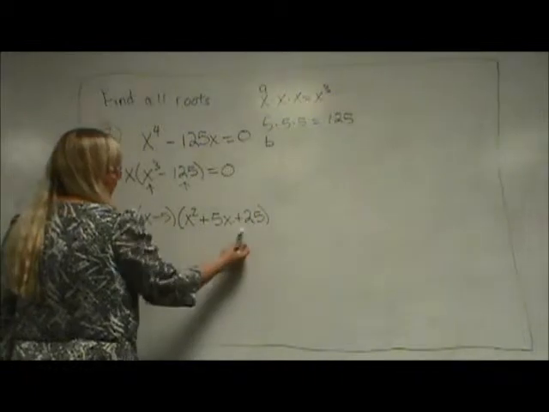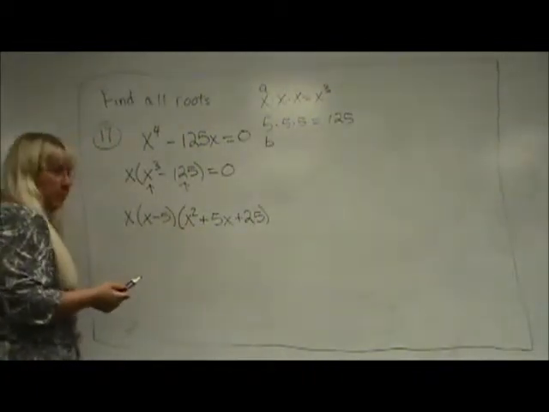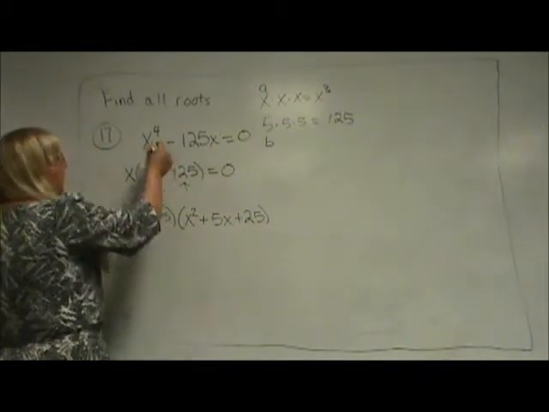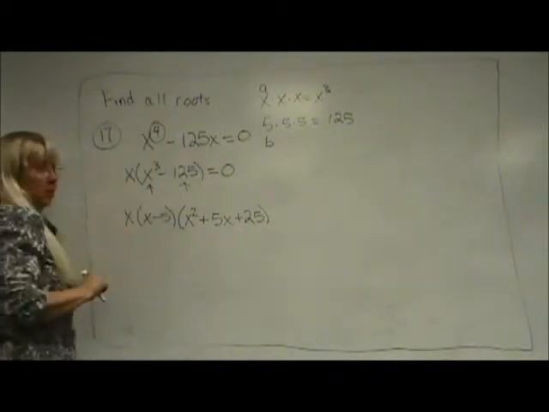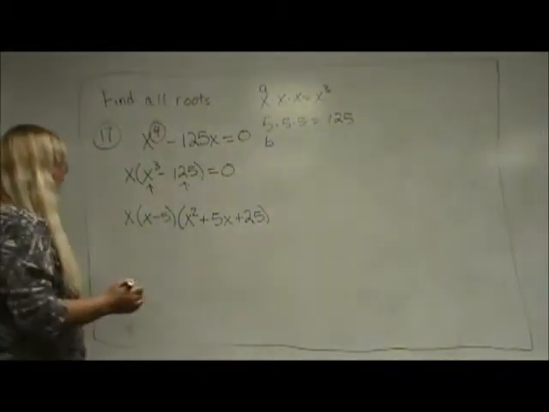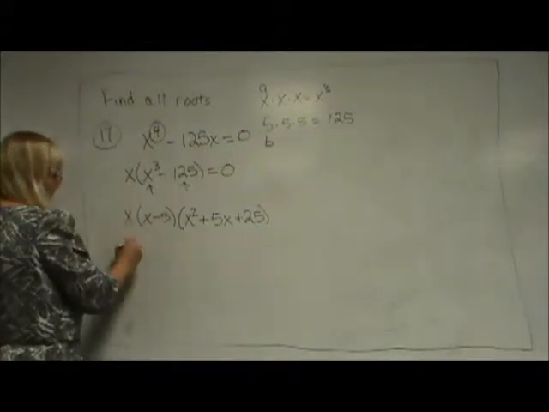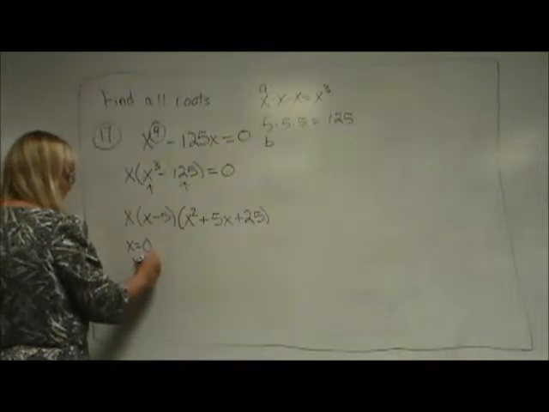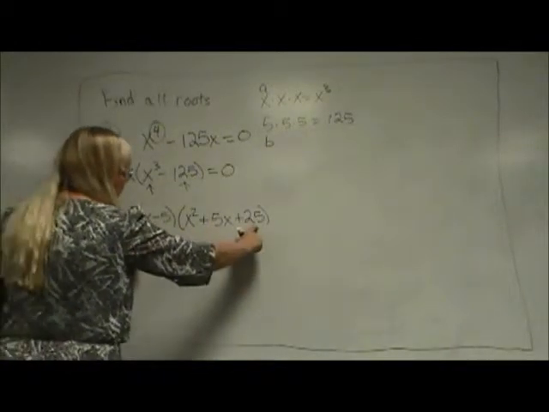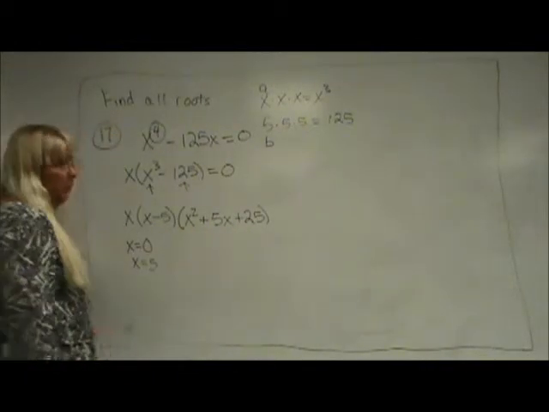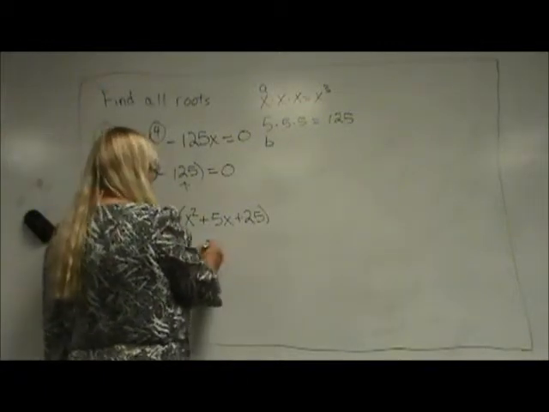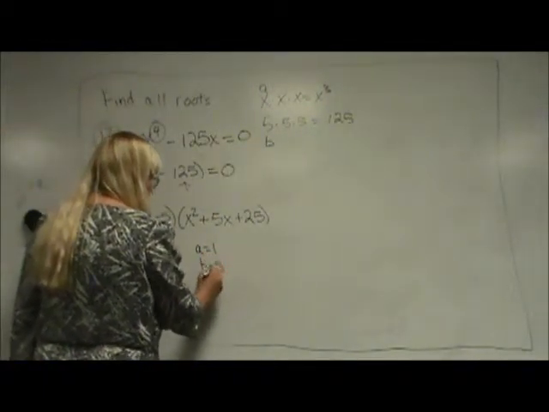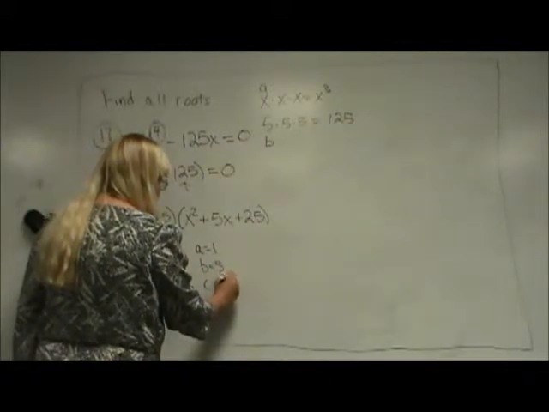This I can't factor in a t-chart. So I'm going to have to go ahead and use the quadratic formula to get this part of it. Because I have a 4 here, I have 4 solutions. One of them is going to be here, x equals 0. Another one is here, x equals 5. And then I'll have to use the quadratic formula to find this part of it.